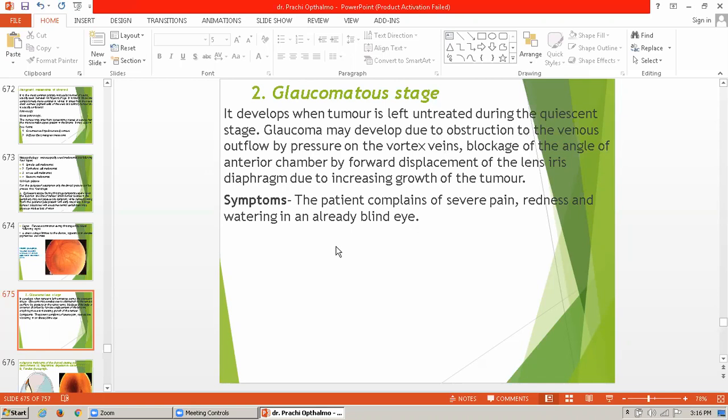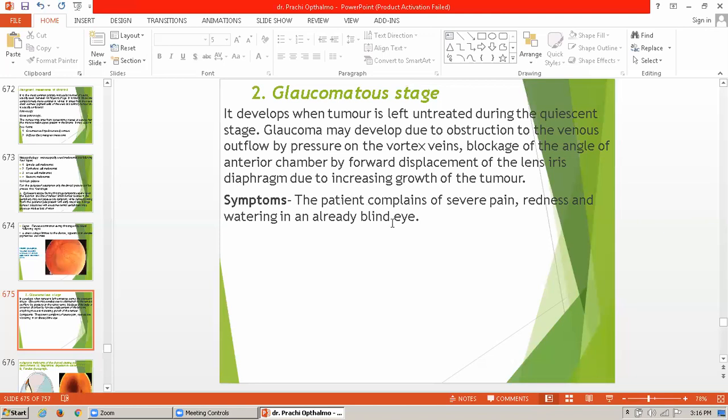Glaucoma may also develop due to blockage of the angle of the anterior chamber by the forward displacement of the lens and iris diaphragm due to the increasing growth of the tumor, which leads to glaucoma in the glaucomatous stage.